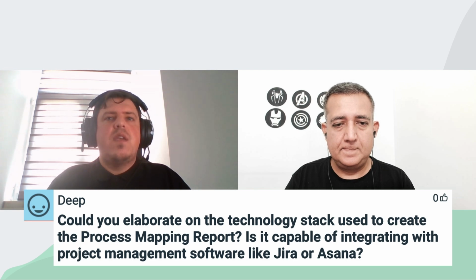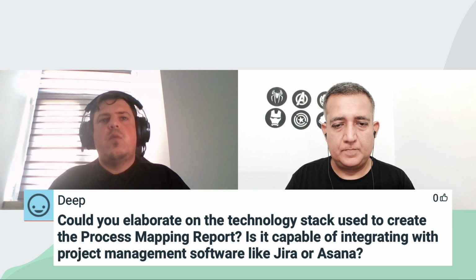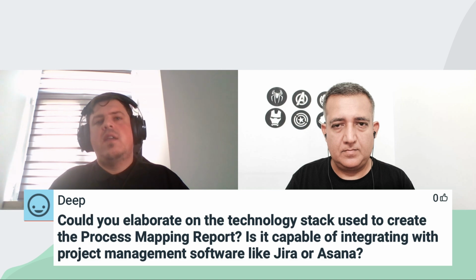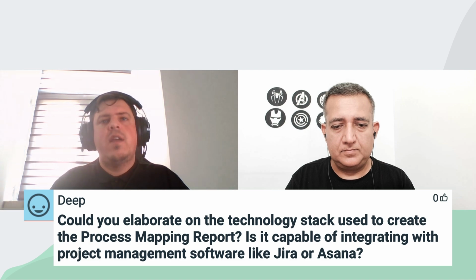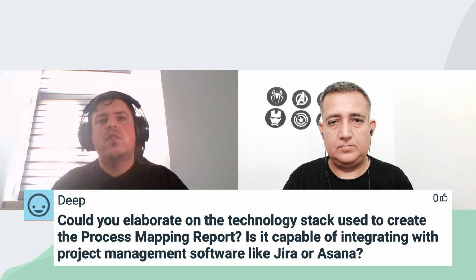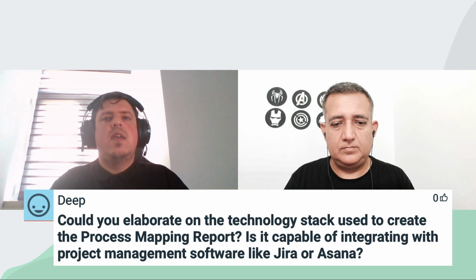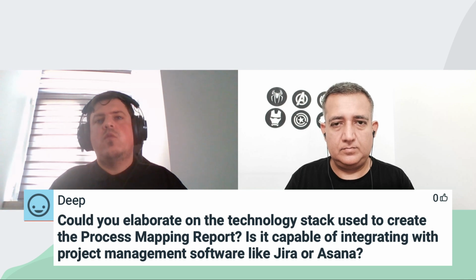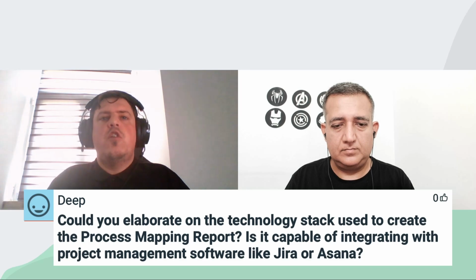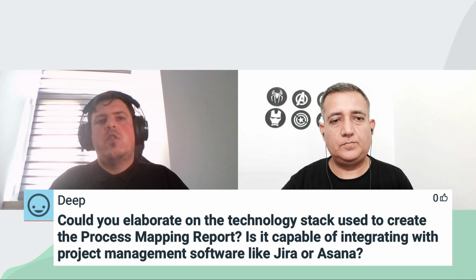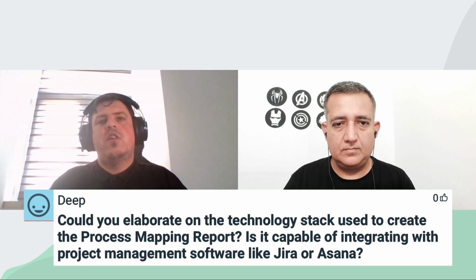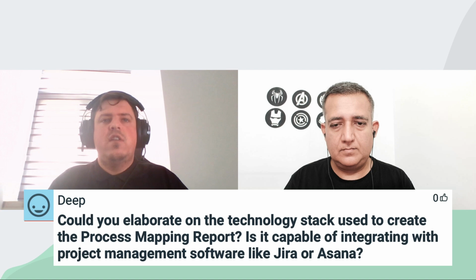So, the technology stack that we currently use to create this is, in our backend, we have something called BigQuery, and the front end visualization, which I showed you in the beginning, is called Looker Studio. So, that is what we use to visualize that data. When it comes to the capability of integrating with project management software like Jira or Asana, etc., we are able to do that in various ways.